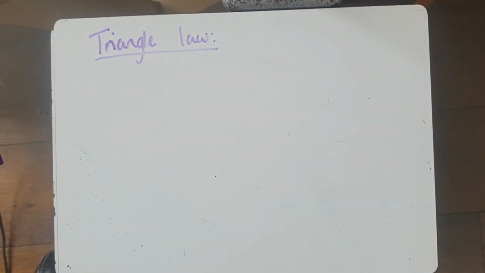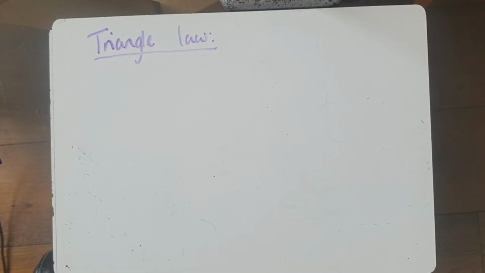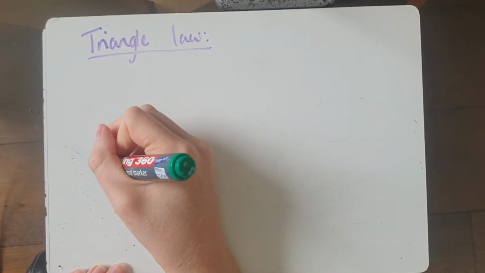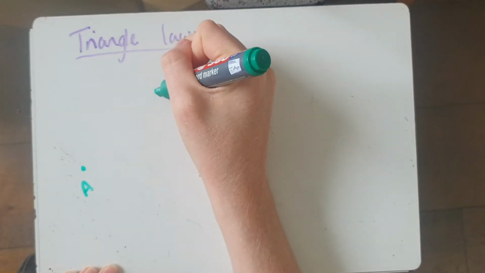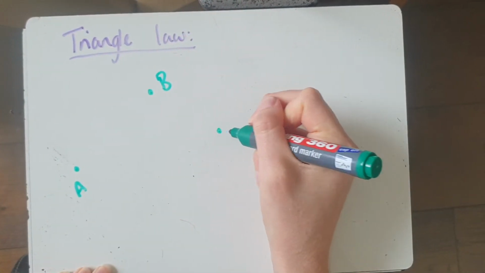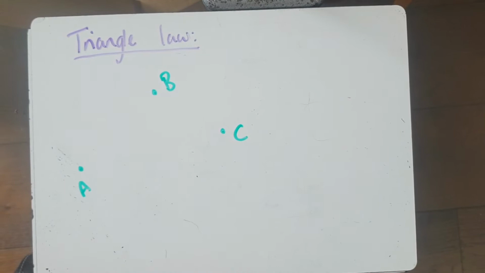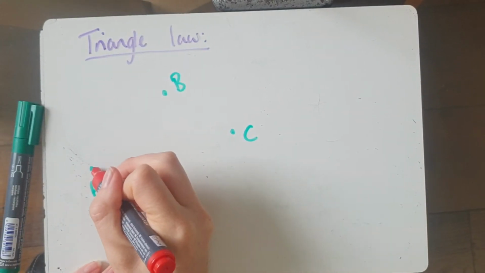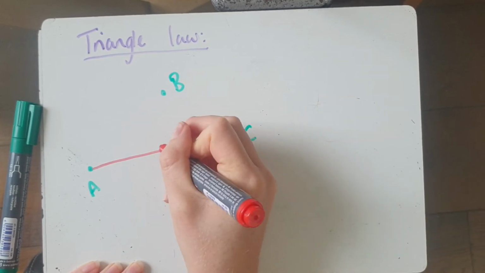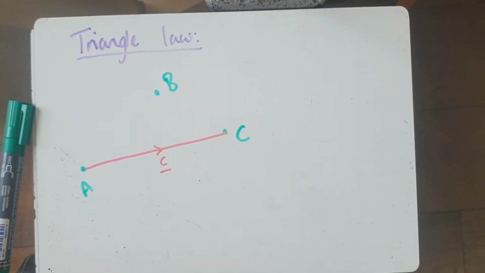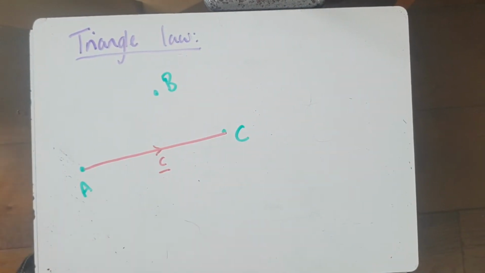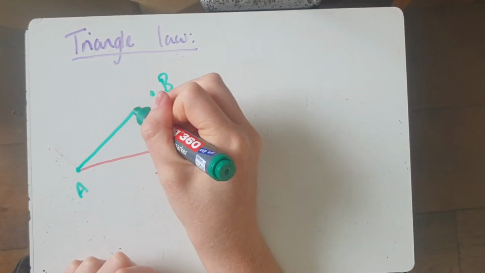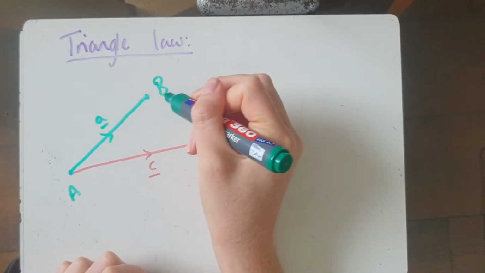Before we go on to another important point about parallel vectors, just want to talk about the triangle law for vector addition. So let's say we had 3 points. We've got A, B, and C. If we want to get from A to C, let's call this one C, and then let's call this A and B.